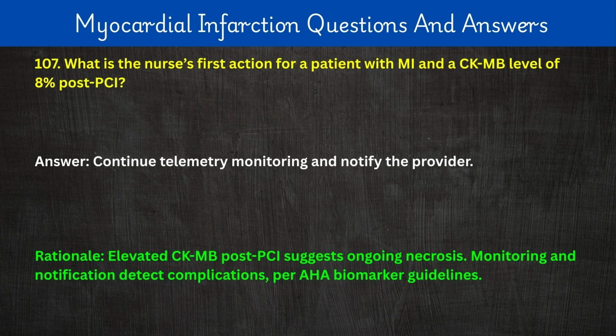107. What is the nurse's first action for a patient with MI and a CK-MB level of 8% post-PCI? Answer. Continue telemetry monitoring and notify the provider. Rationale. Elevated CK-MB post-PCI suggests ongoing necrosis. Monitoring and notification detect complications, per AHA biomarker guidelines.